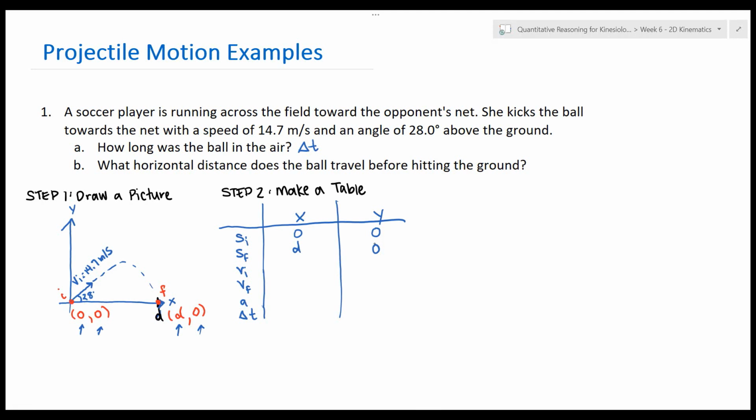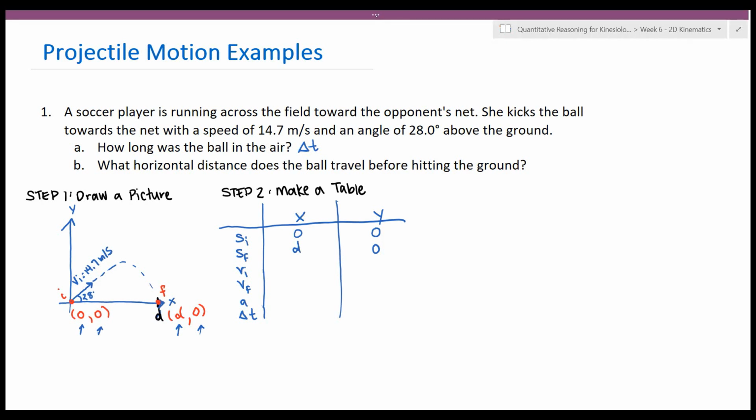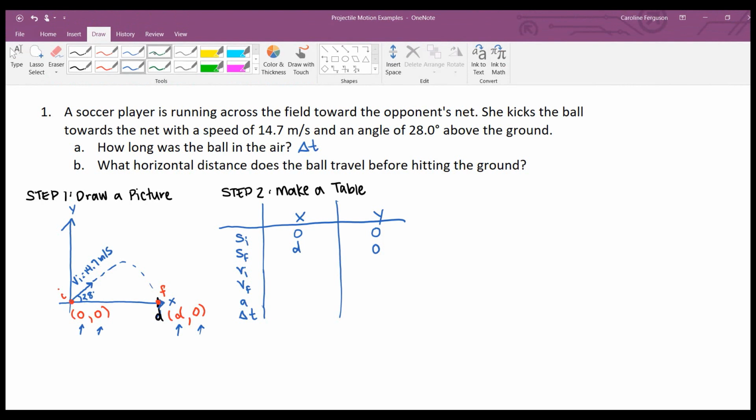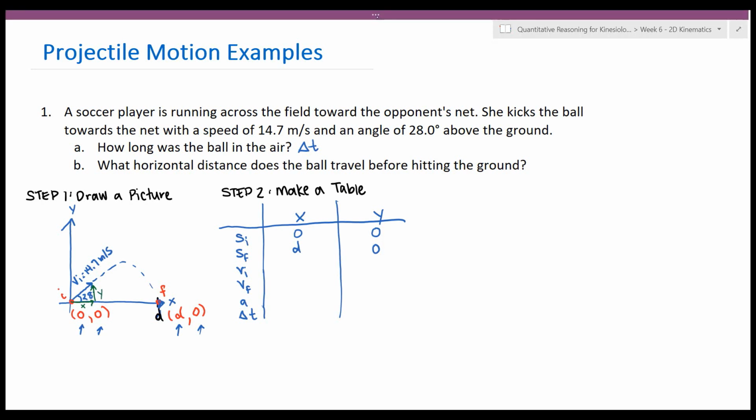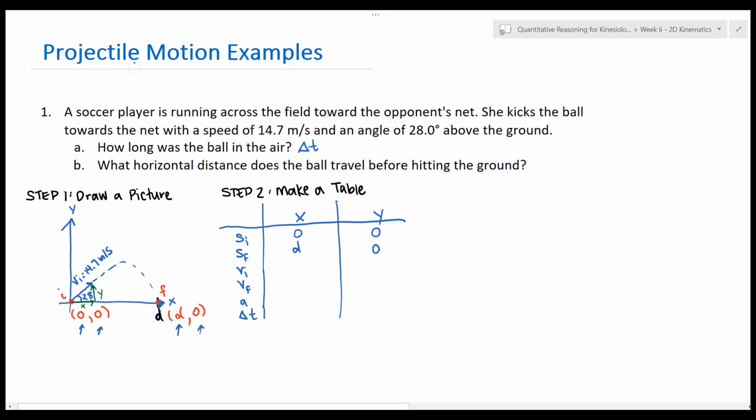For V initial, we want the x and the y components. Right now, we have the hypotenuse, but we need to decompose it into x and y components. So let's try to do that in our drawing. We have this vector and this vector. This is the V initial x, and this is the V initial y. When we're looking for V initial x, the first thing you have to ask yourself is, is it the adjacent side to the 28 degrees or the opposite? It's the adjacent side.